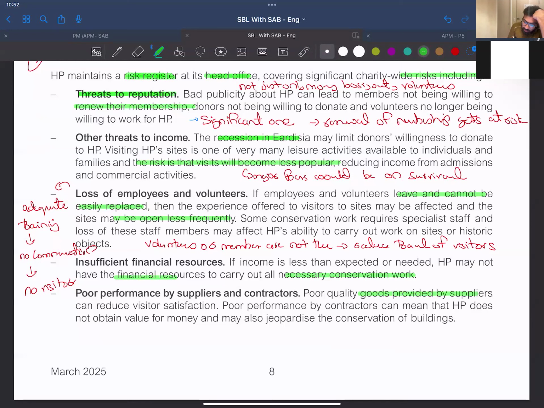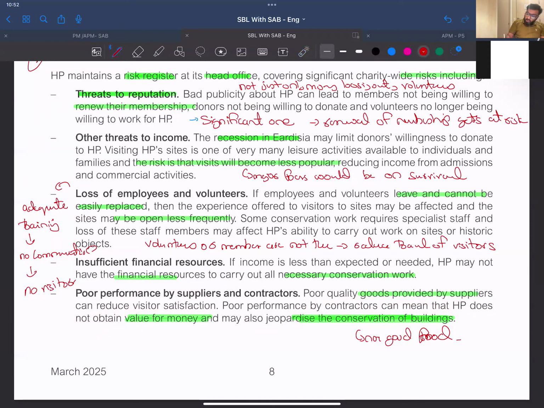If the goods provided are not good, right? Like not good food, that means not good mood of visitors, right? So not good food, not good mood, which can reduce visitor satisfaction. Poor performance by contractors can mean that HP does not obtain value for money and may also jeopardize the conservation of buildings, right? So not obtaining value for money, not obtaining the satisfaction.